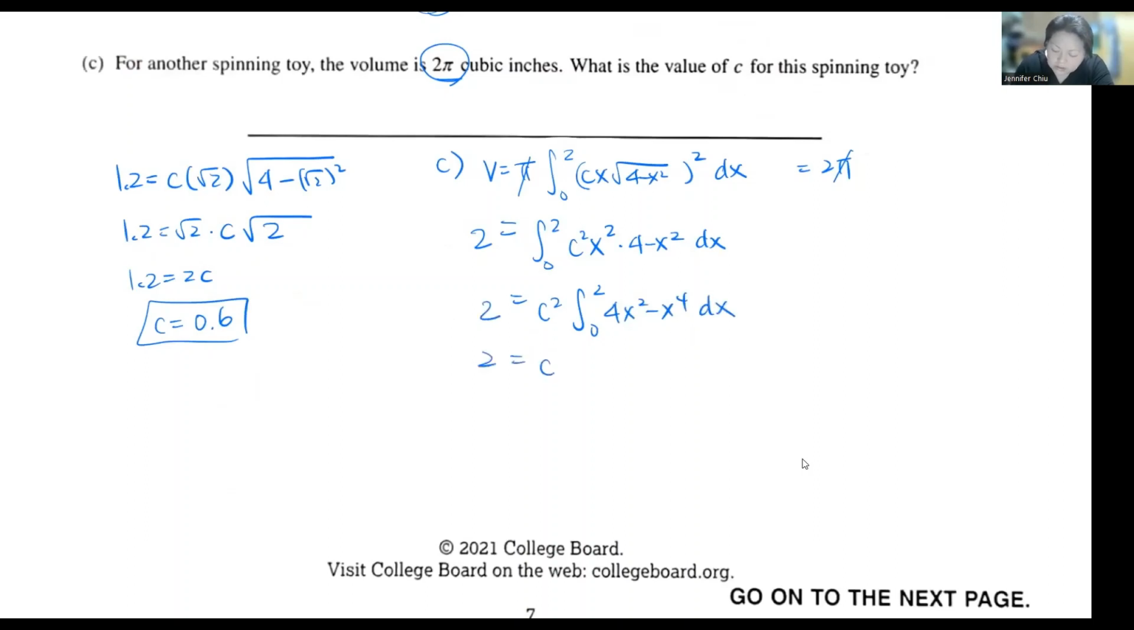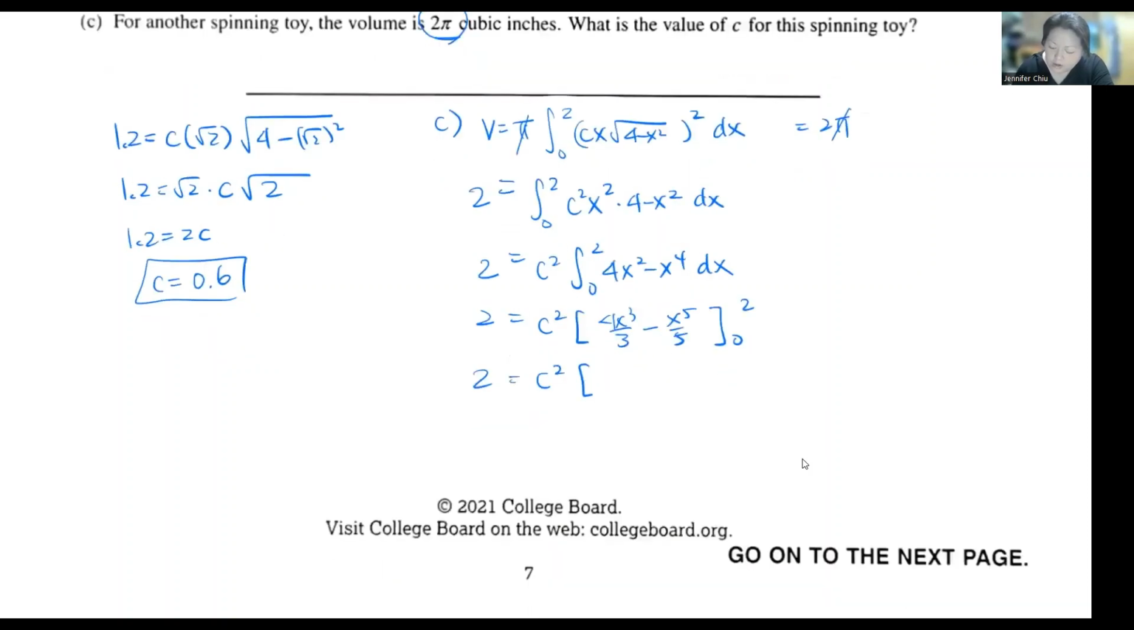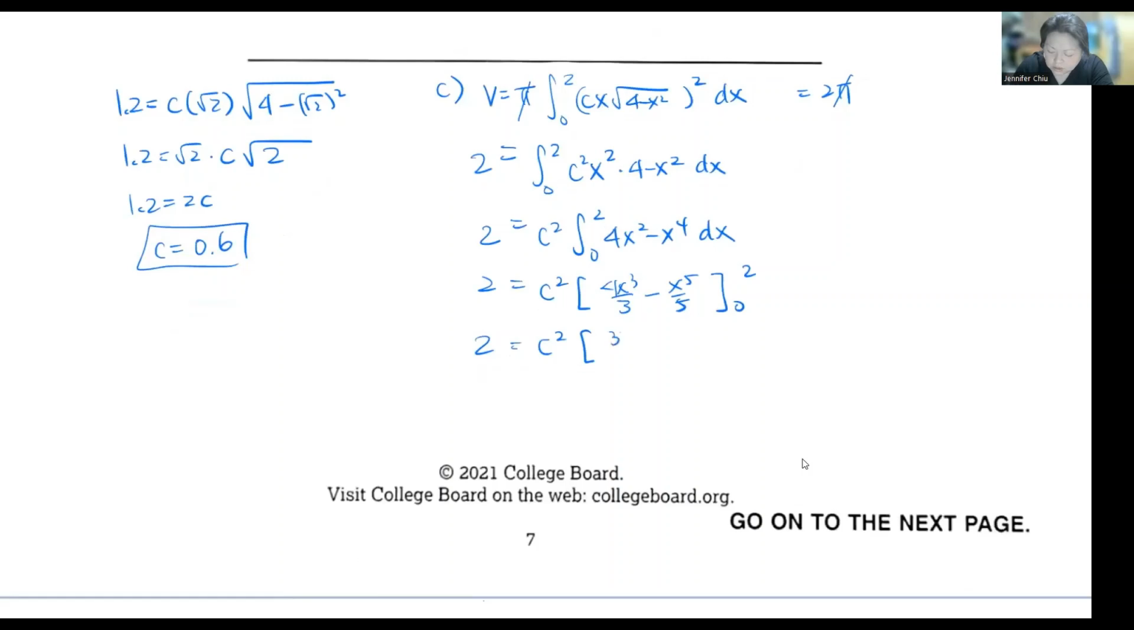So you have c squared. Now take the antiderivative. 4x cubed over 3 minus x to the 5 over 5, 0 to 2. So then you multiply that out. So you get 4 times 8 is 32 over 3 minus 32 over 5 minus 0 is 0. So I get 2 equals c squared times 64 over 15. All right, so multiply it over. I get 30 over 64 equals c squared.